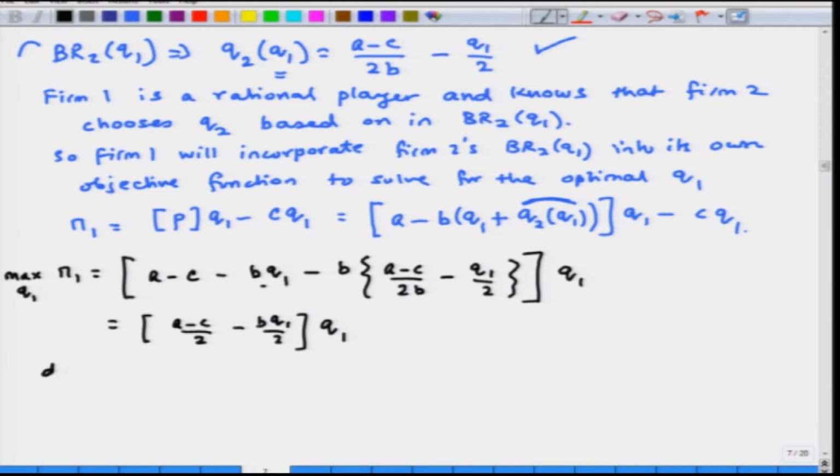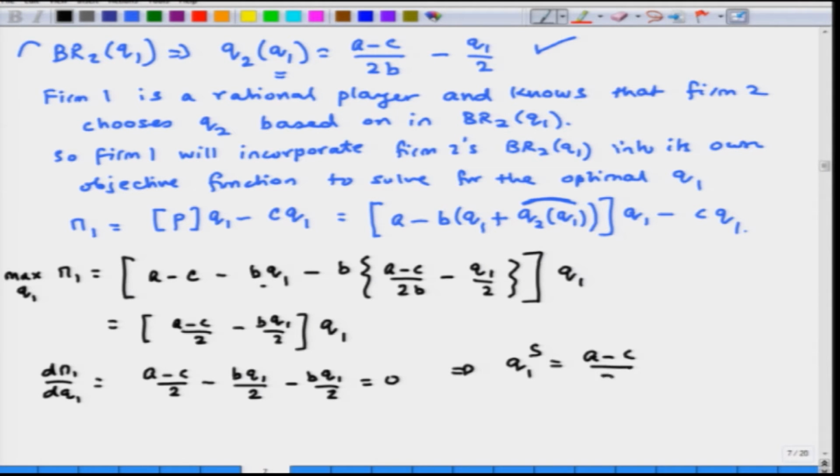So, essentially we write down the first order condition for firm 1, which is (A minus C) by 2 minus BQ1 by 2, times 1, plus Q1 times minus B by 2, which is equal to 0. So, that gives us, if I take the BQ1 together, I will get a BQ1. So, Q1S essentially is (A minus C) divided by 2B. So, this is the output that firm 1 produces in the Stackelberg model, right.